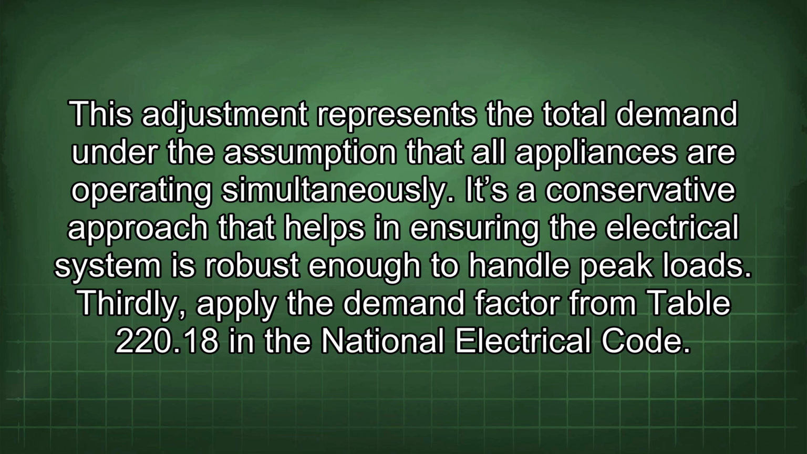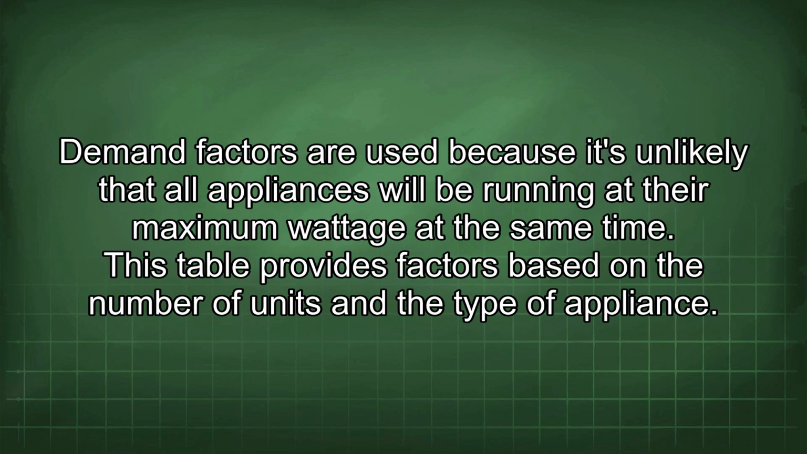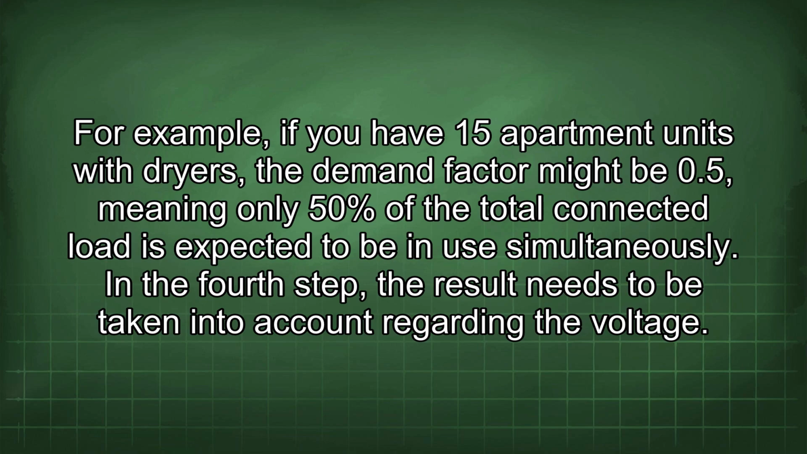Thirdly, apply the demand factor from Table 220.18 in the National Electrical Code. Demand factors are used because it's unlikely that all appliances will be running at their maximum wattage at the same time. This table provides factors based on the number of units and the type of appliance. For example, if you have 50 apartment units with dryers, the demand factor might be 0.5, meaning only 50% of the total connected load is expected to be in use simultaneously.